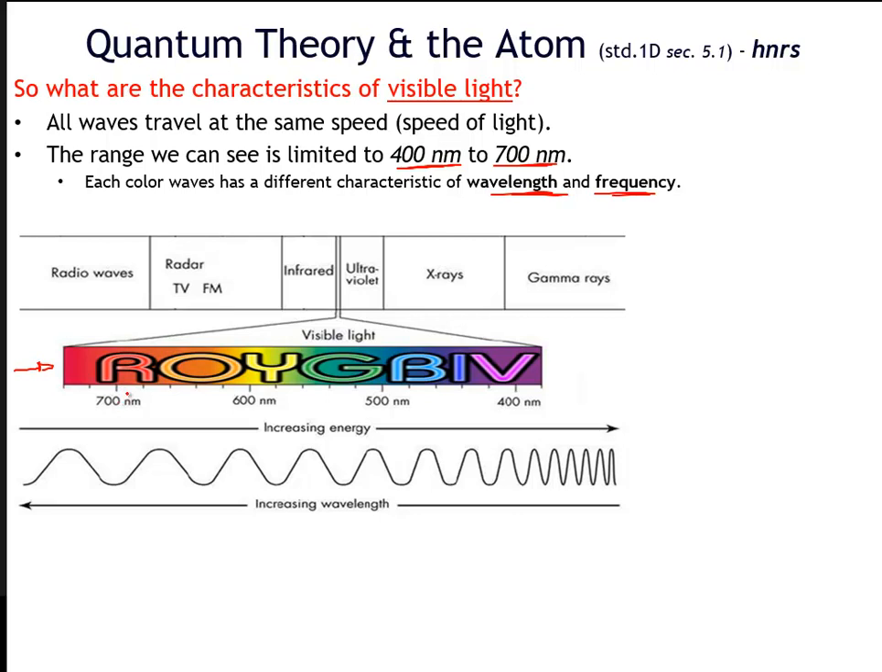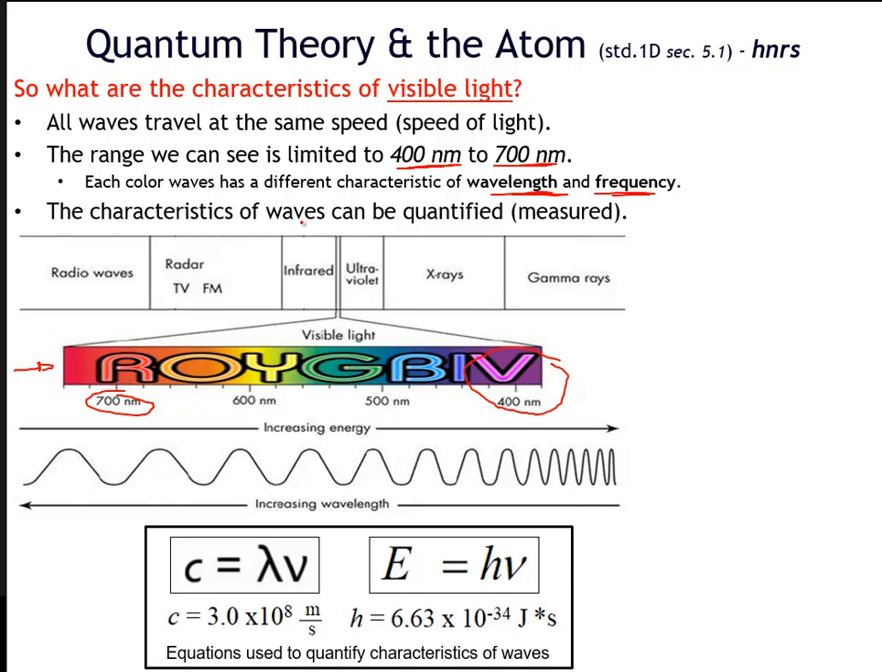R is red at 700 nanometers, and the V represents violet at 400 nanometers. The O is orange, the Y is yellow, the G is green, the B is blue, and the I is indigo. So it's Roy G. Biv, a nice acronym to remember the colors of visible light.